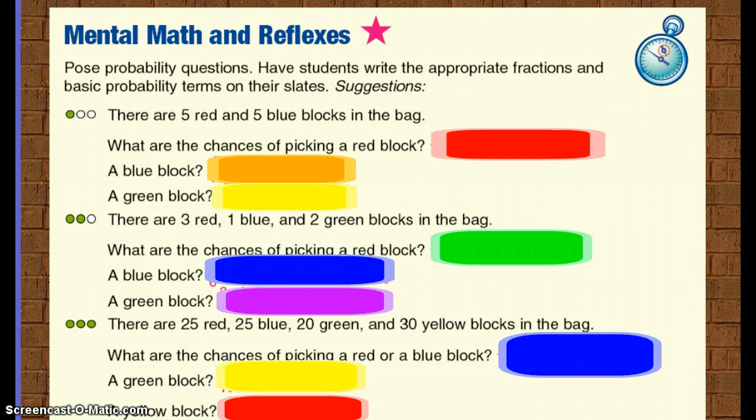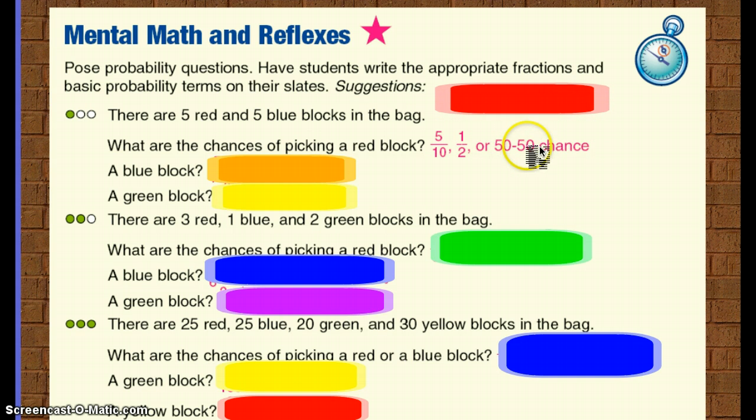Well, let's review this first of all. What is our numerator going to be? It's going to be the number of the color of the block that they're asking for. So if they're asking what are the chances of picking a red block, the number 5 is going to be on the top. What's the denominator going to be, or the number down on the bottom? It's going to be the total that are possible. Well, the total here are 5 red, 5 blue, so 10 blocks. So the chances of picking a red block are 5 out of 10, or 1/2, or a 50-50 chance.